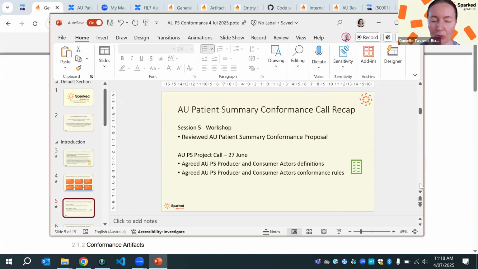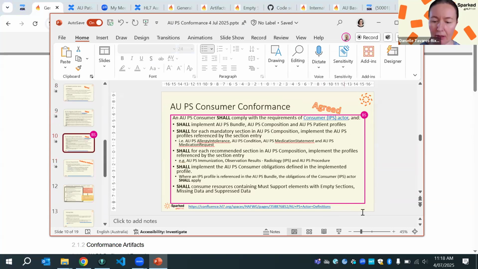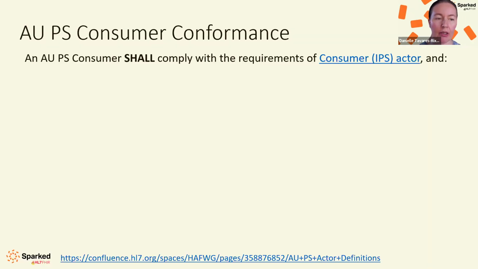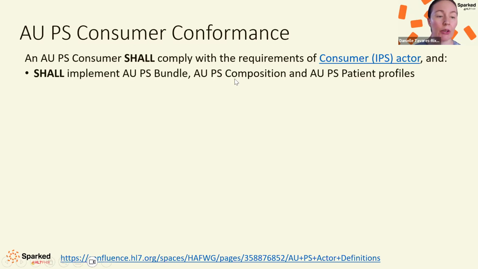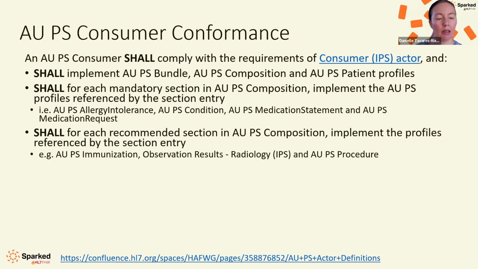All right, if there's nothing else people want to ask a question about producer, I'll pop on to consumer. So we start the same way, obviously, because our patient summary consumer shall comply with the requirements of the IPS actor. So same thing. You shall implement bundle, composition, patient. You shall, for each mandatory section, implement the profiles. This is all the same because at the mandatory level, it's the same. You shall, for each recommended section.